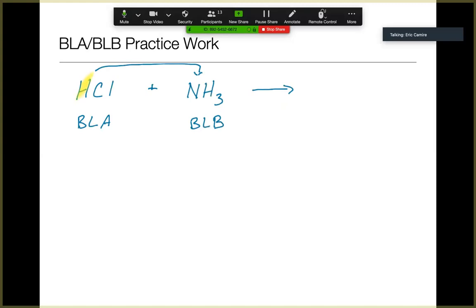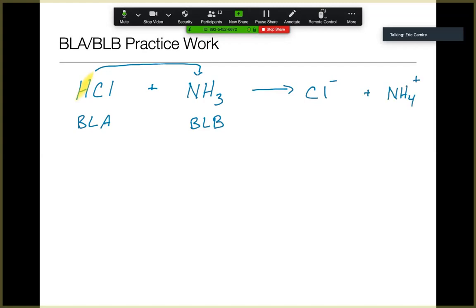If I track and predict my products, well, I can see that the HCl lost a proton. And that was a positive charge, so I'm left with the chloride. And then that ammonia, the NH3, gained that H plus. And so there's my additional H, and then the charge that came along with it.